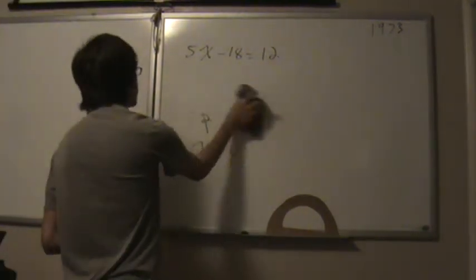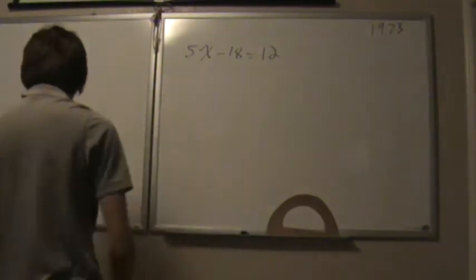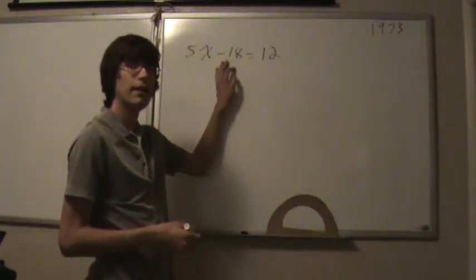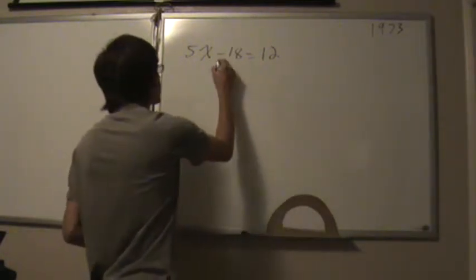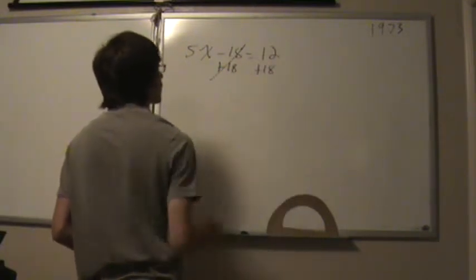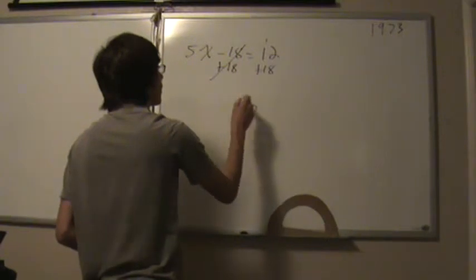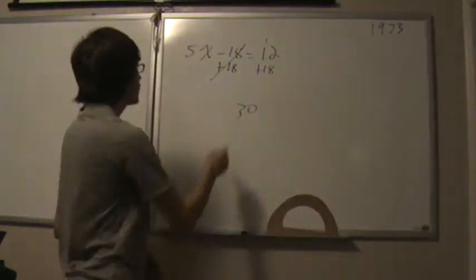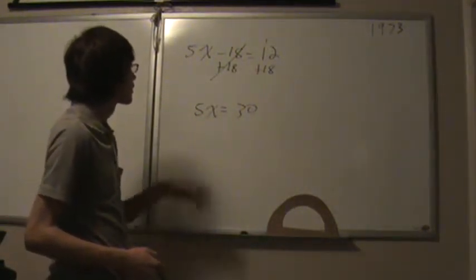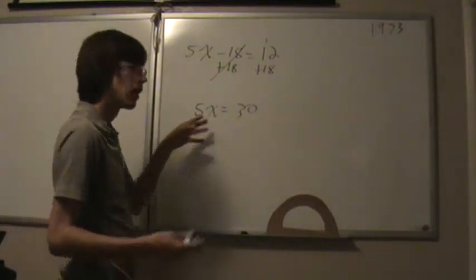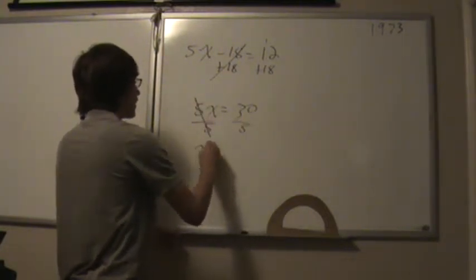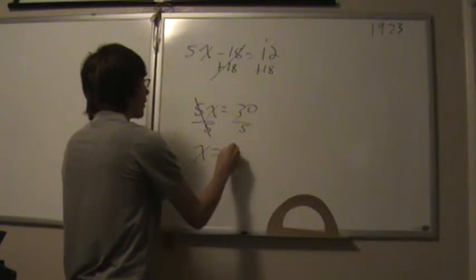Now in this case we have another number, which is called a constant in the business of mathematics. So how would we get rid of an 18? Add it? Okay, thank you. That's exactly what we do. We add it, so those would cancel. So that's 30 equals 5x. Now 5 times what gives us 30? So we would divide, and then we get x equals 6.